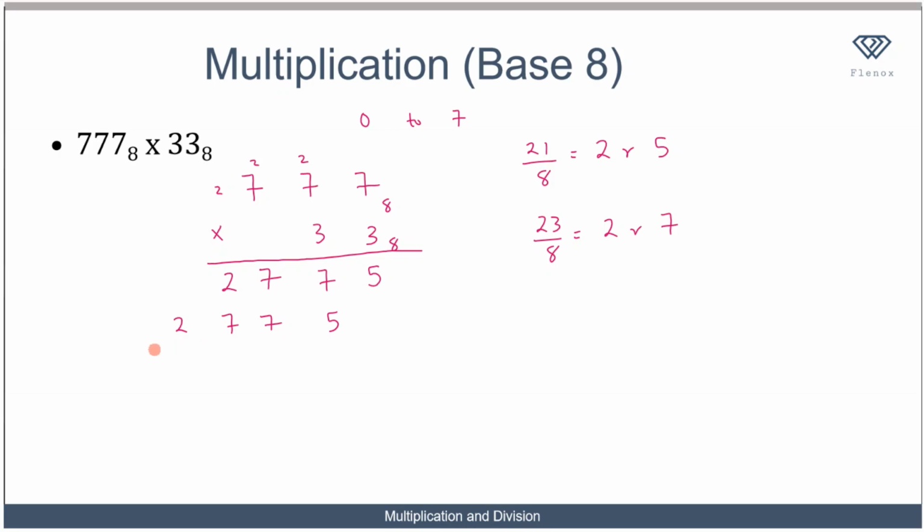And at this stage, what do we do? We just sum it up. So here you have 5, you have 7 plus 2, 12. There's no way I can write 12 down there because it's greater than 7. So I divide by the base. So I have 12 divided by 8, and that gives me 1 remainder 4. So I write the remainder here, and I take the whole number to the next place value.